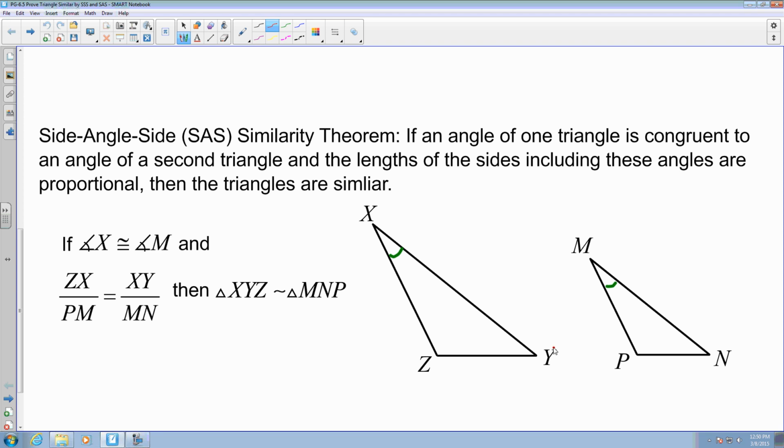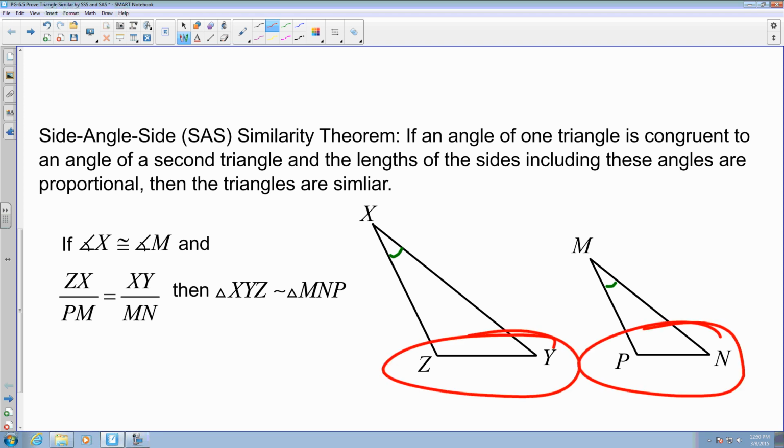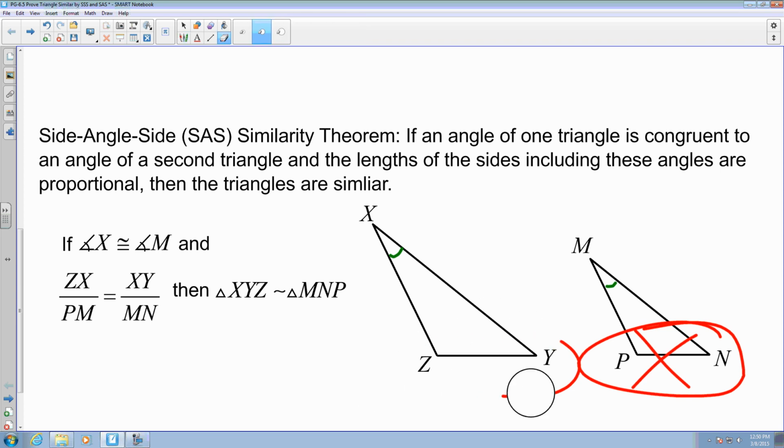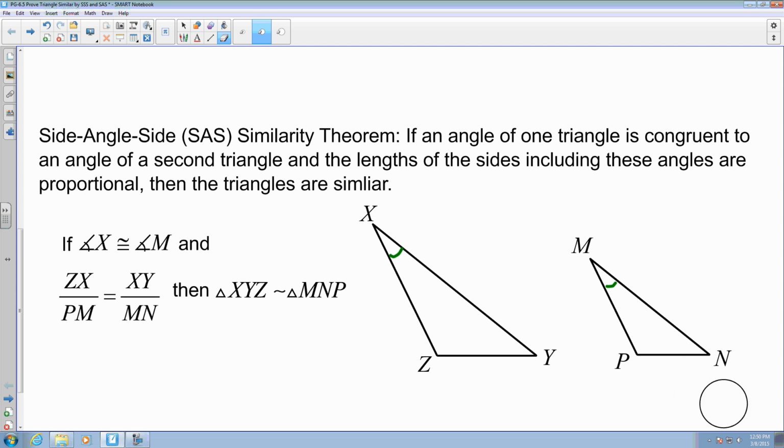So you couldn't say that these ones are proportional. You couldn't prove that. You had to make sure that the sides that share the angle are proportional in order to prove that the triangles are similar, so you can't do that. All right, so that's not allowed. The only way that you can show proportions is the sides that share that angle. So in this case, the sides that share angles X and M respectively would be XZ and XY, MP and MN.